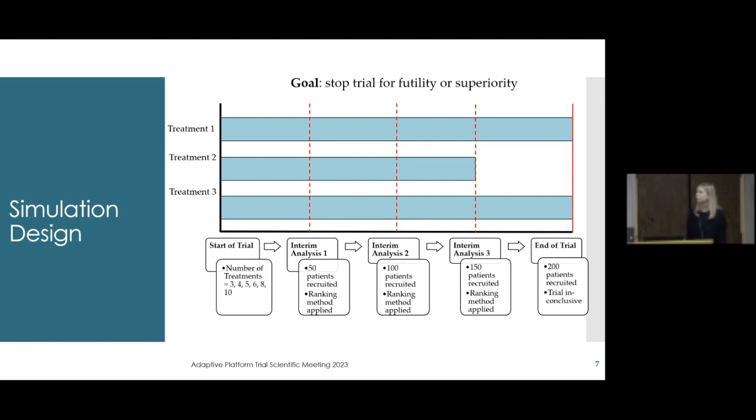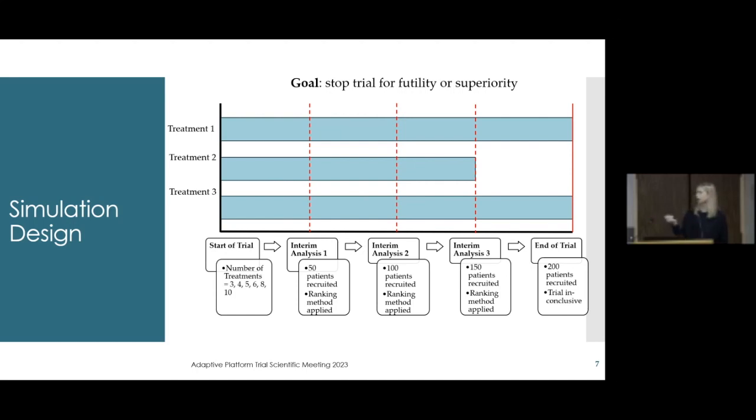Okay, so once we found our 4 ranking methods, we simulated an adaptive clinical trial and we applied the ranking methods to the simulations. And we used the results of those simulations to compare the ranking methods based on their performance. So this is just an outline of the simulation design. Our goal was to stop the trial for futility or superiority.